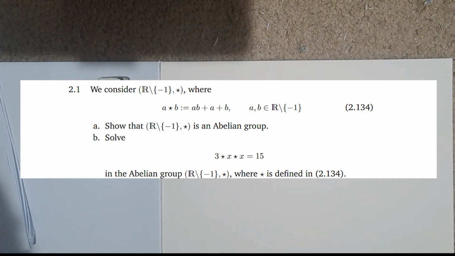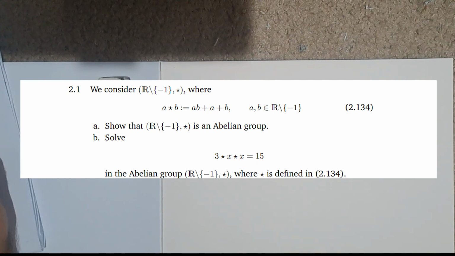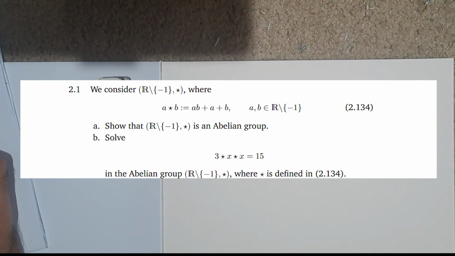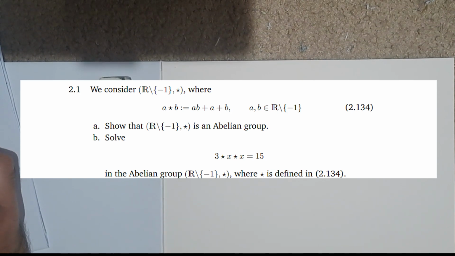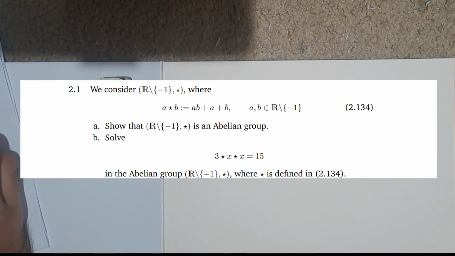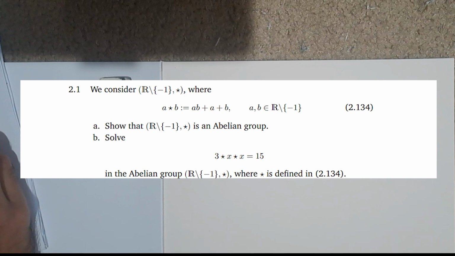Right, let's start with the problem for the day. So I'll read this out. We consider the group with the set R minus {-1} and operation star, where A star B is equal to AB plus A plus B. Part A says show that this is an abelian group, and part B asks us to solve 3 star x equal to 15 based on the previous definition of star given in the question.